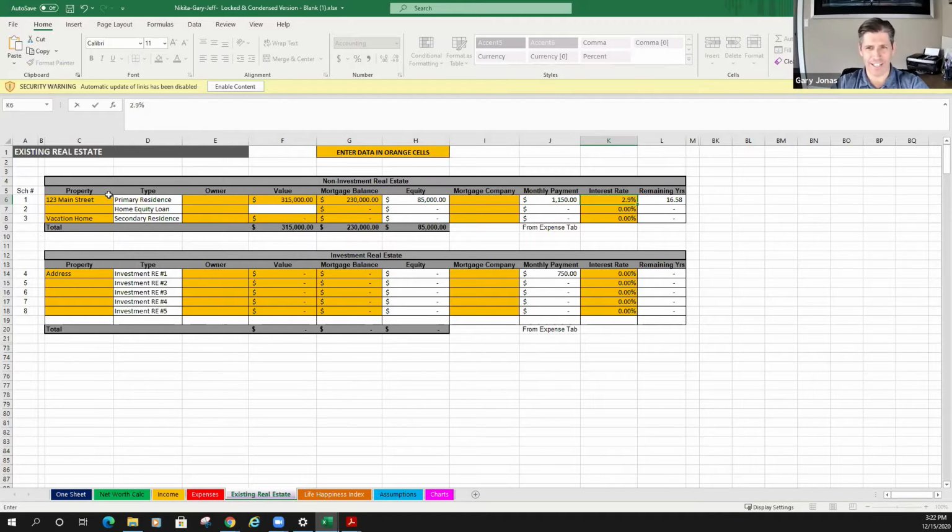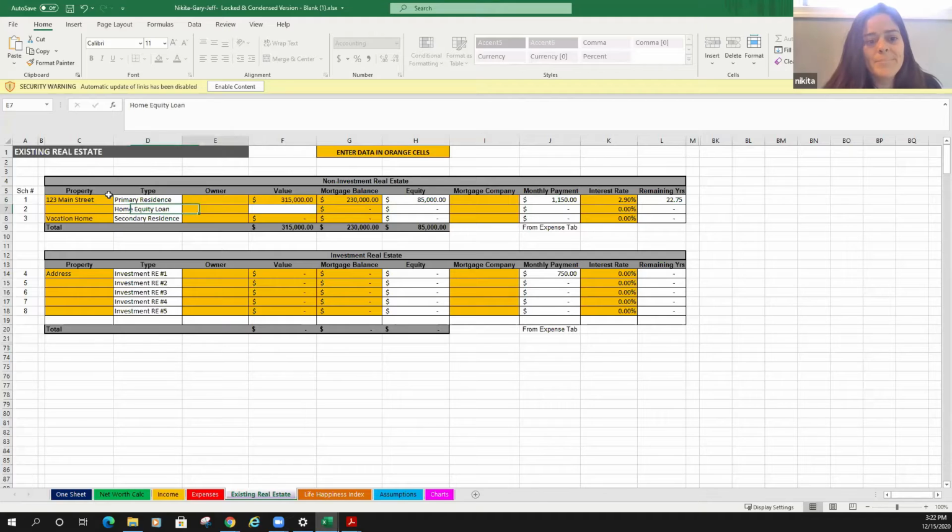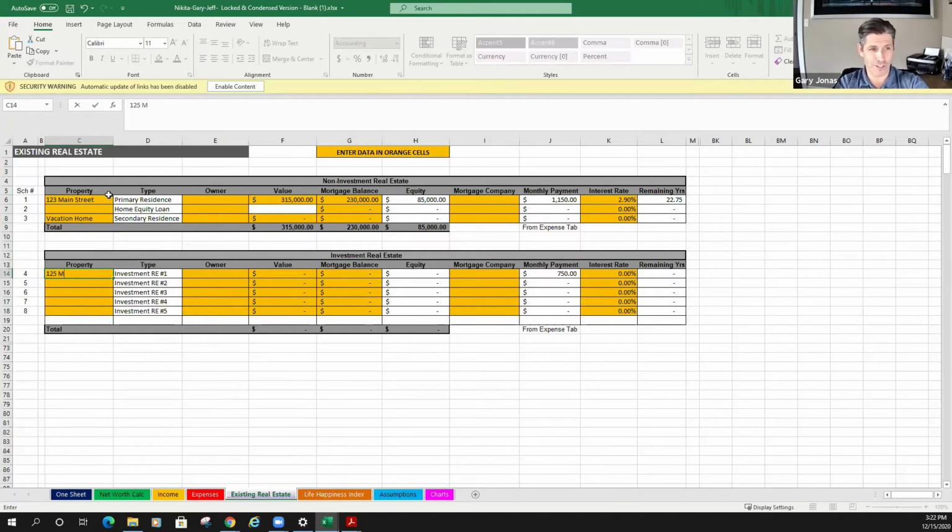2.9, love it. Okay, so what this is telling us, Nikita, is because you had filled out other information on the sheet, that you have 22.75 years left to pay that mortgage. So congratulations. All right. Yep. Now, do you have a home equity loan or a second mortgage against that property? No. Okay, great. Do you have a vacation home? No. Excellent. Okay. And you do have your investment property, which happens to be 125 Main Street?